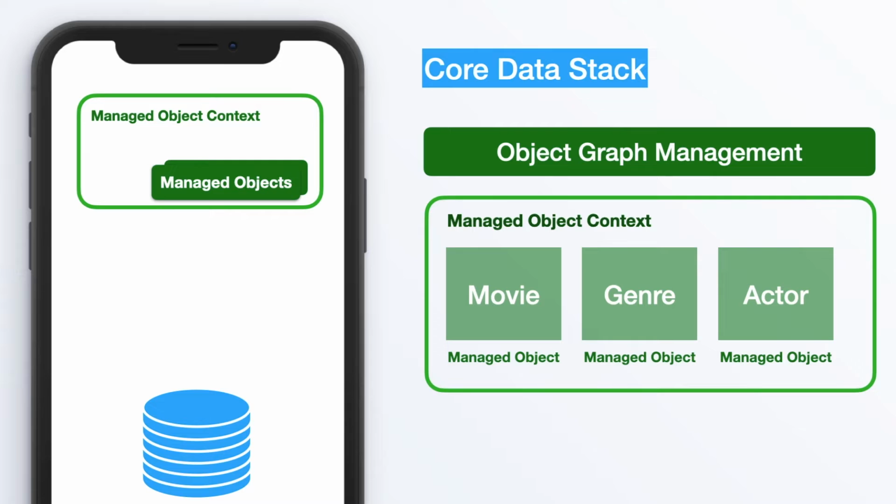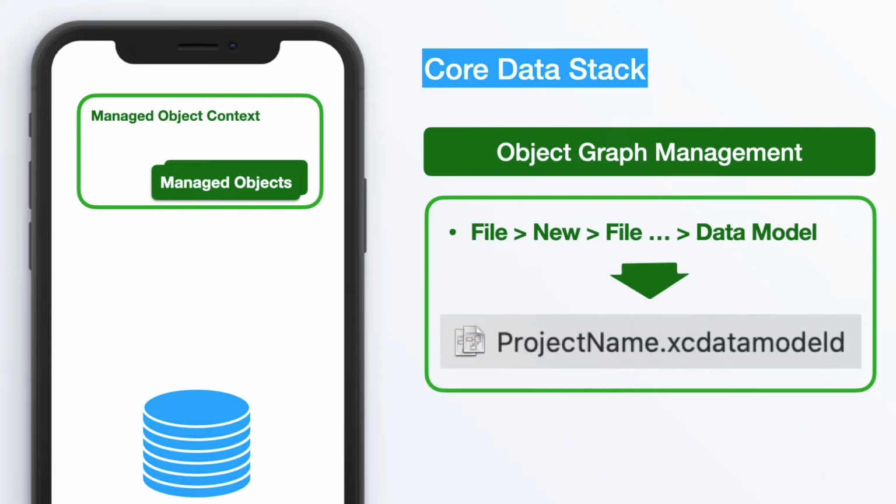Now, the way these managed objects are created has also changed. You do not manually create these classes yourself. Instead, you use the data model editor that is built into Xcode. And for that, you have to create a new data model file and make sure that the managed object context knows about this file as well.